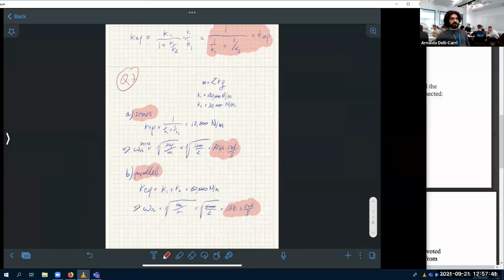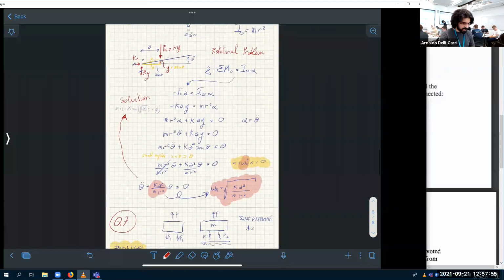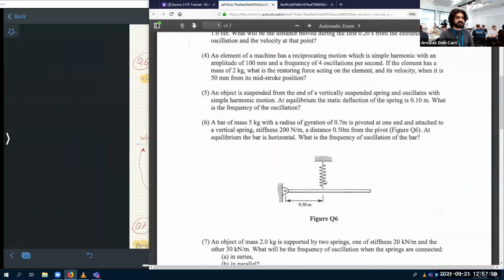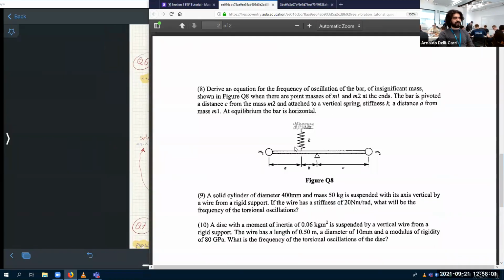Okay. All right, questions from the online students? Questions from the on-campus students? All okay? How was it? All right. Good? Please practice, especially these kinds of questions. Question 6. Please practice these ones. You have another one here. Question 8. Question 8 is quite interesting as well. So please try to solve question 8.